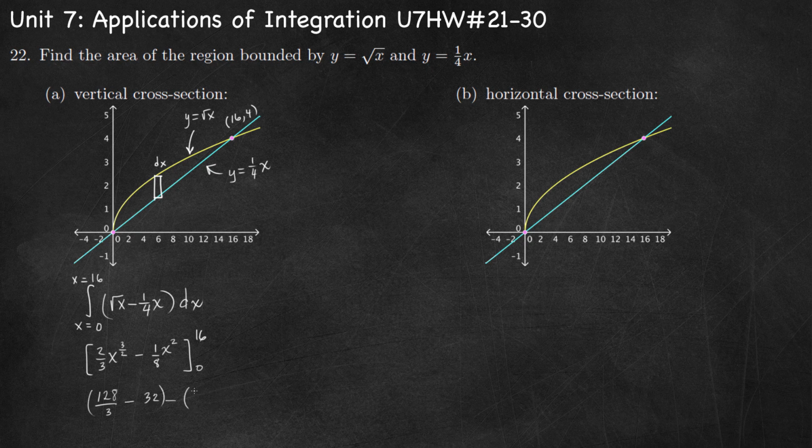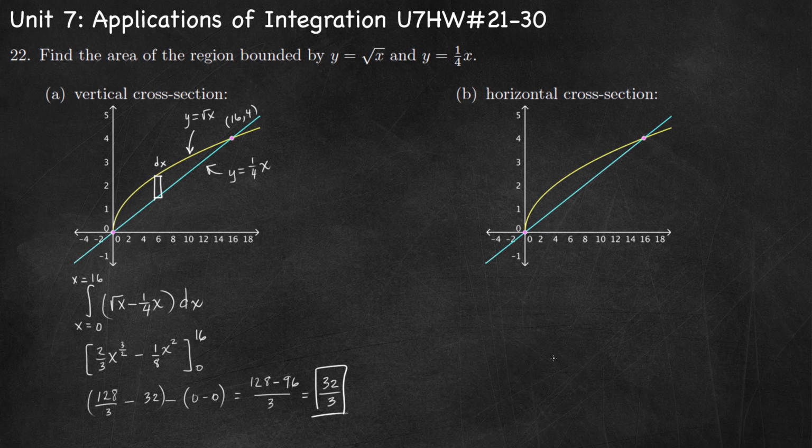Minus, and now I sub in 0. That's just 0 minus 0. So if we use 3 as a common denominator, this is 128 minus 32 times 3, which is 96. And 128 minus 96 is 32. So 32 over 3 is the area of my region.